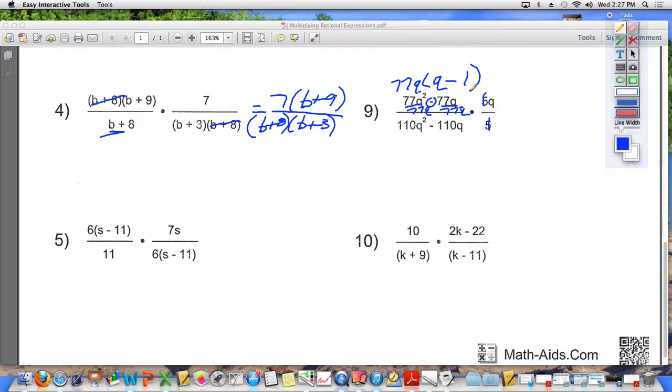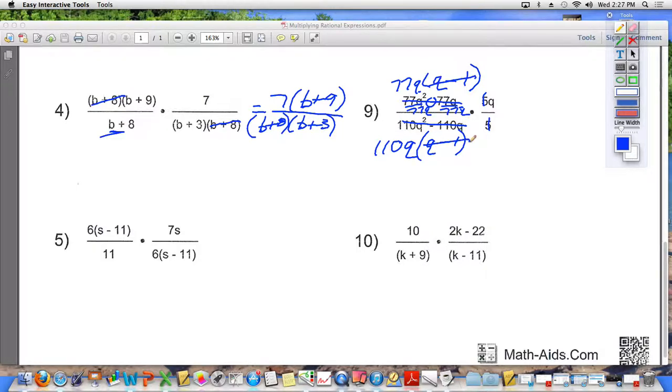What about the denominator? What does 110Q squared minus 110Q have in common? 110Q, which again is going to leave us with Q minus 1. The Q minus 1's cancel out. We have one in the numerator that cancels out with one in the denominator. What happened to the other Q?